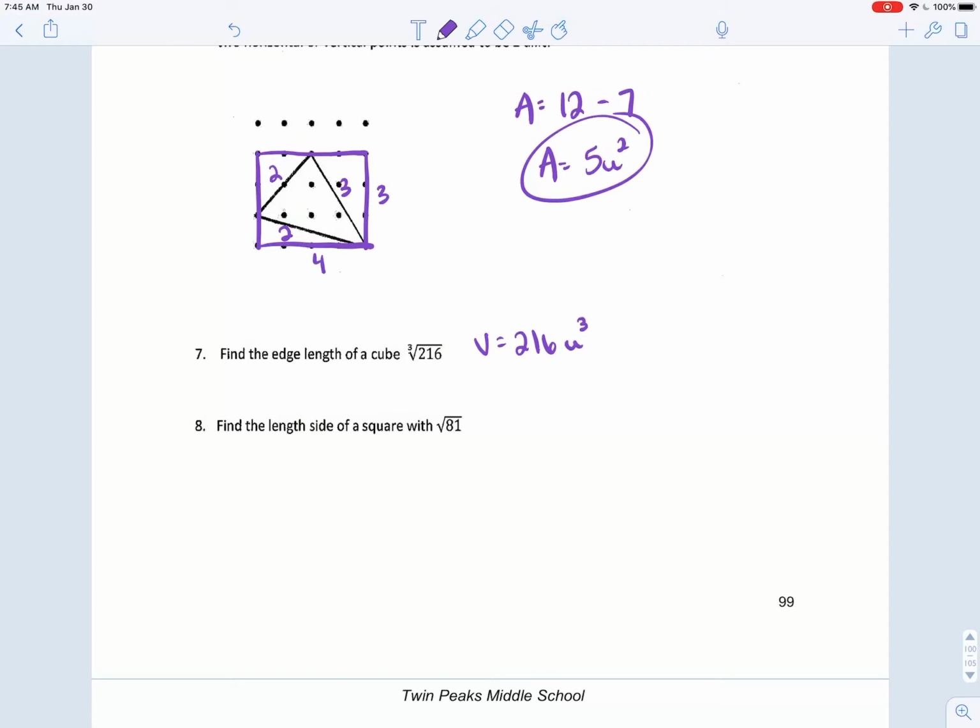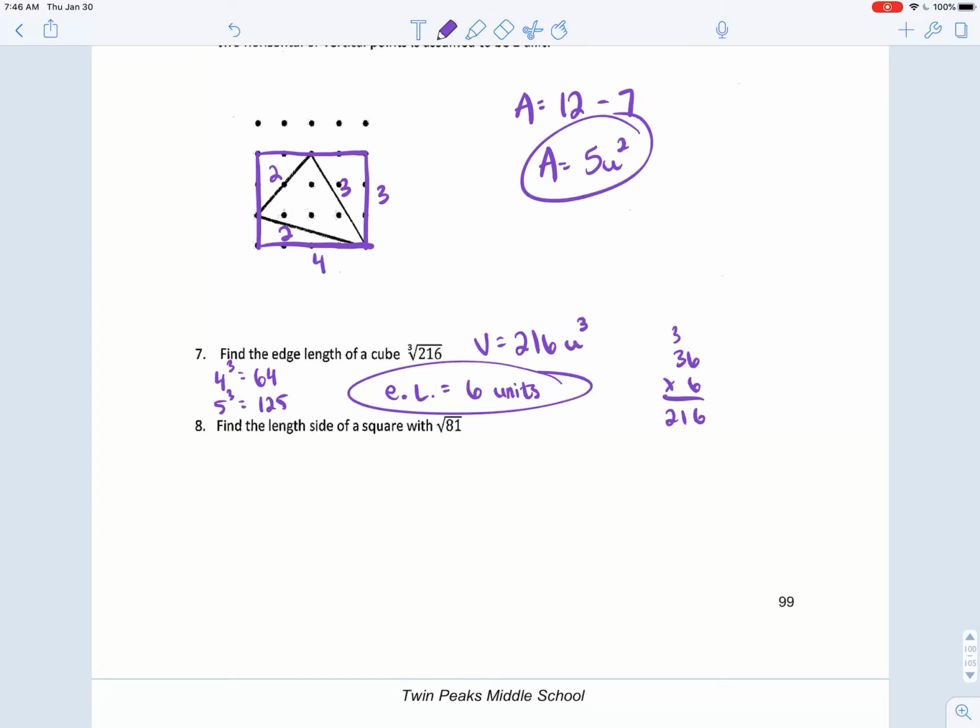I know that 4 cubed is equal to 64. This is still a little bit away. I know 5 cubed is 125. Maybe 6 cubed will be my friend here. I know that 6 squared is 36. If I multiply it by 6 again, 216, there we go. So it looks like the edge length is equal to 6 units.